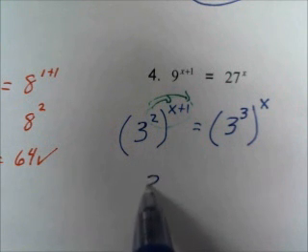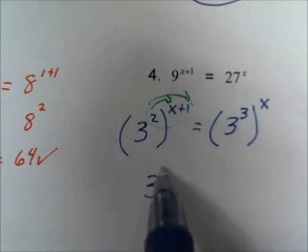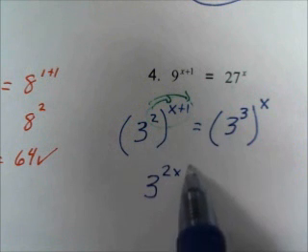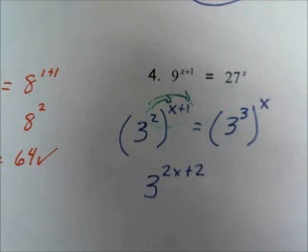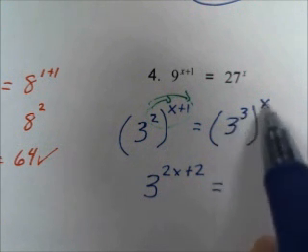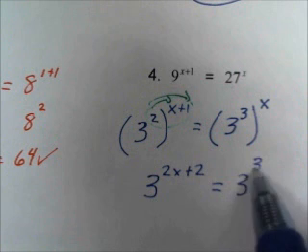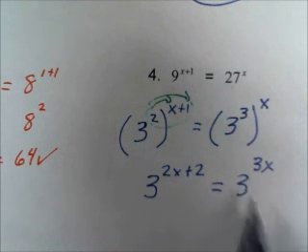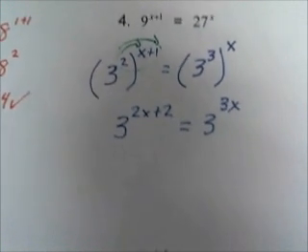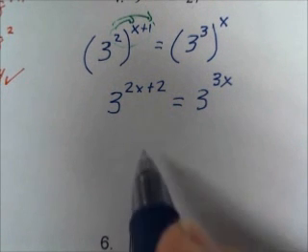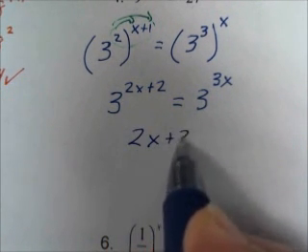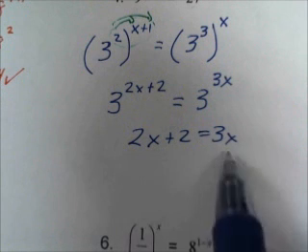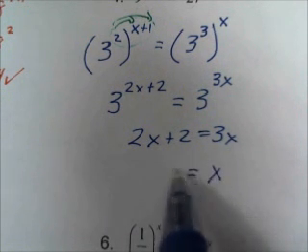So that will leave us with 3. 2 times x is 2x. 2 times 1 is 2. So 3 to the 2x plus 2 equals, multiply 3 times x is 3x, 3 to the 3x. We have our same bases, so equate the exponents. So 2x plus 2 equals 3x. Subtract 2x from both sides, and x equals 2.